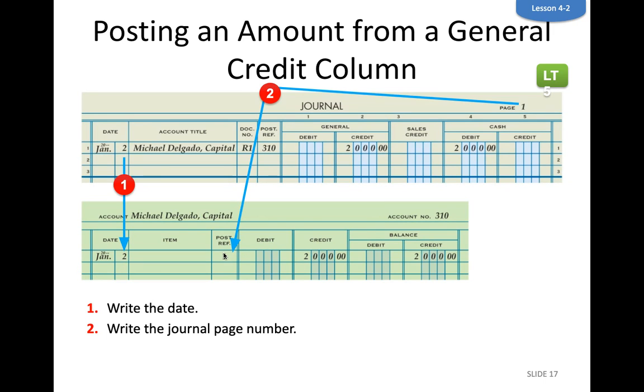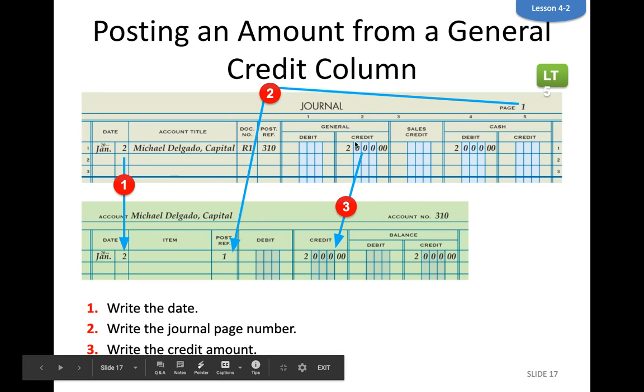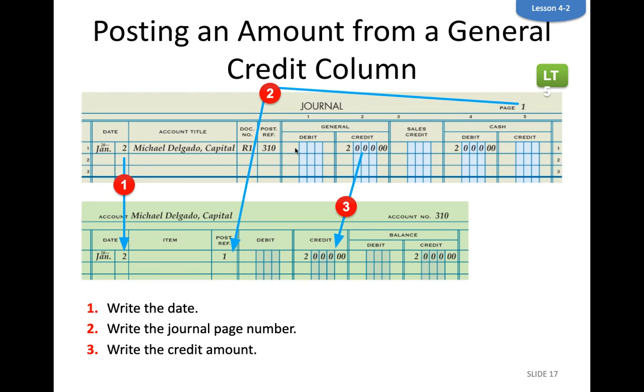1 goes on the reference there. Write the credit amount, and that was on January 2nd. There was a credit to the Michael Delgado capital account in the amount of $2,000. So again, you're going back to your journal entries on January 2nd to describe this. You can say that Michael Delgado invested $2,000 of his own money into Delgado Web Services. So we had increased cash by $2,000, and then we also credited the Delgado capital account, thereby increasing that by $2,000. So to make this posting, January 2nd, we're going to just record the credit from there, down there.